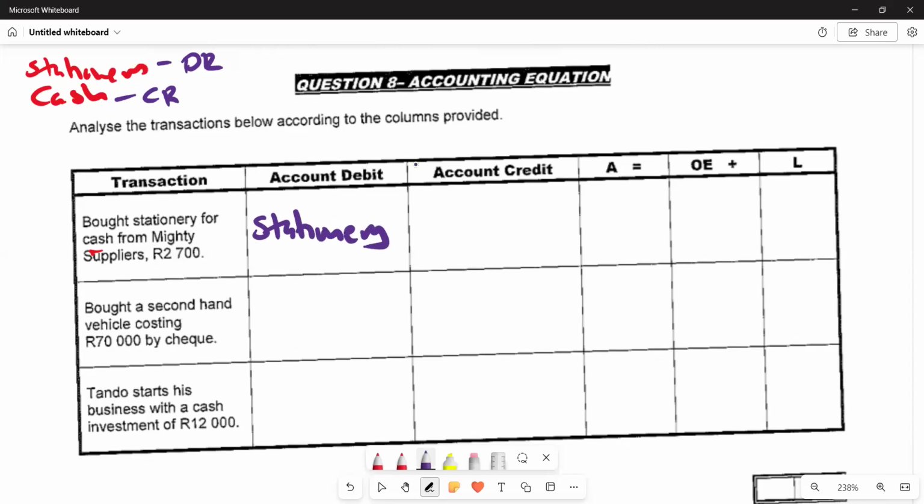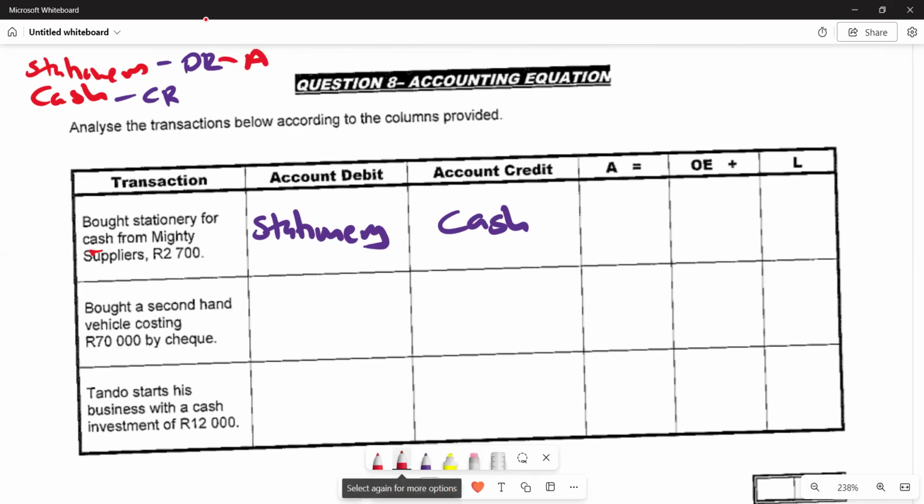Account to credit, we have identified it as cash. And now it's up to you to decide what stationery is part of in terms of the accounting equation. Is it part of assets, owner's equity, or liability, so that you can show the effect on the other end? So our stationery, we know that this is an asset. At the end of the year, it remains as stock. So it's an asset.